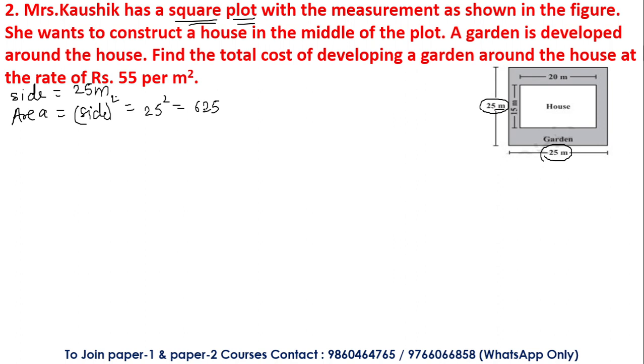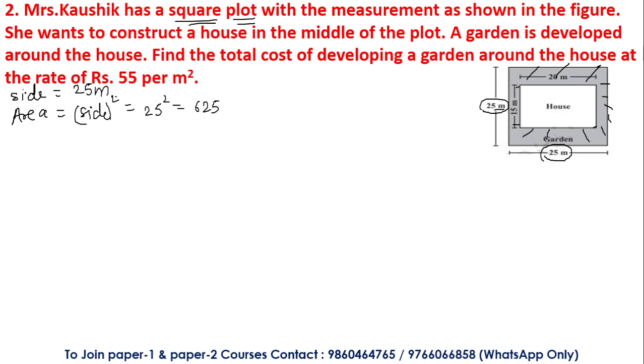Okay. Now after that, in this particular plot, a house has been built inside. Inside the plot, a house has been built, and around this house there is this garden present over here. This is the garden, which is in blue color. Okay, now we'll find out first what we'll do over here. Now we'll find the area of the house.